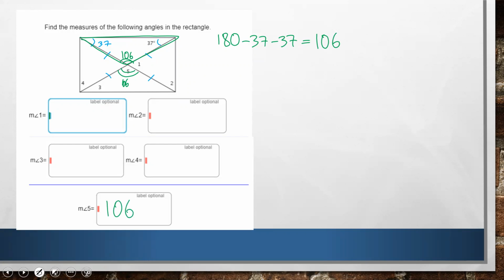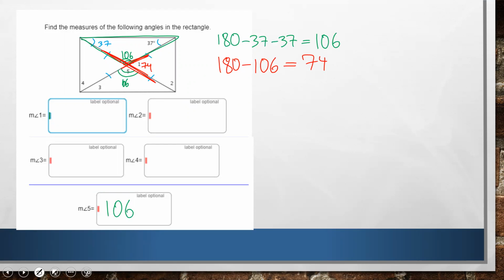To solve for angle 1, the thing I'm going to look at is how I see a straight line right here. Now, if I have a straight line, I know the straight lines add up to 180. We have a linear pair. So I'm going to take that 180, I'm going to minus 106, and that's going to give me angle 1. That's going to give me 74. So I know that gives me 74.